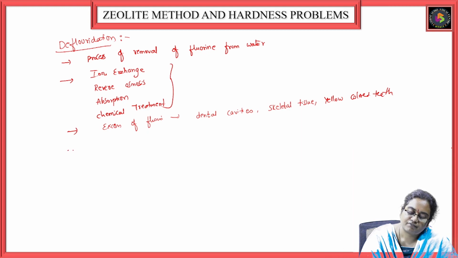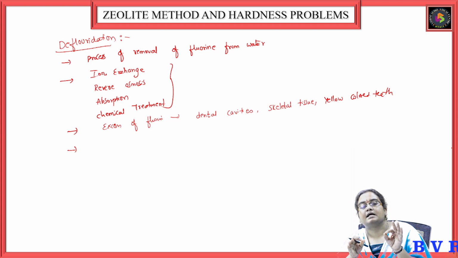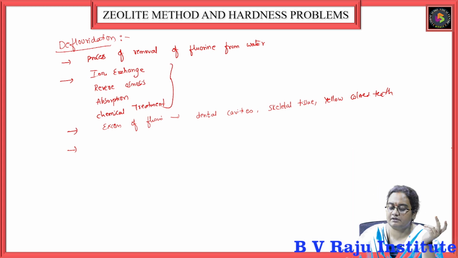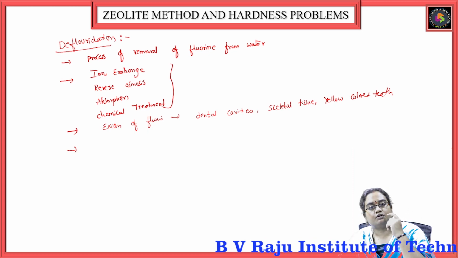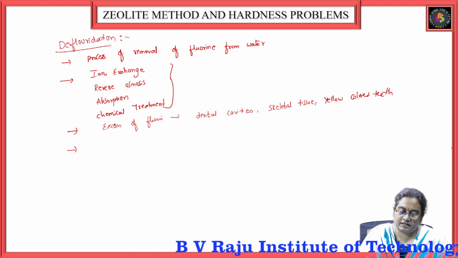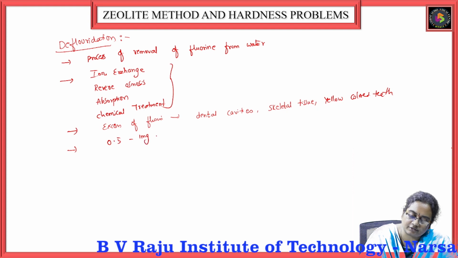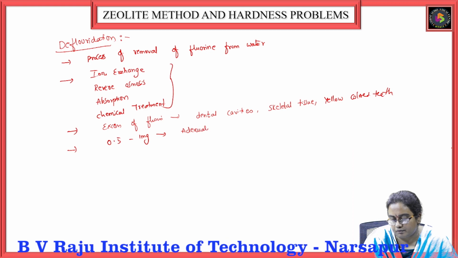If fluorine is present in a very negligible amount, then also it will be a danger. It will cause a tooth problem. That means an adequate amount of fluorine is essential to protect our teeth. If fluorine is in excess amount, then it will cause us these many problems. If fluorine is in minimal amount, then also it will cause us tooth problems. That means it requires nearly 0.5 to 1 milligram of fluorine. This is the adequate range of fluorine.